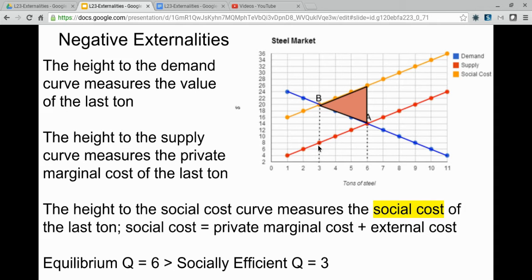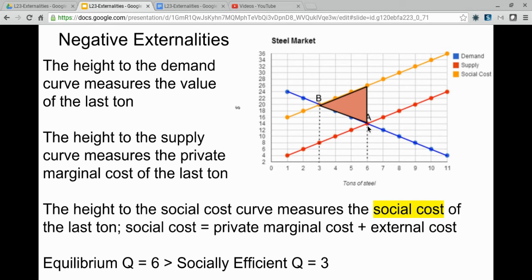Competition pushes the market to an equilibrium that equates the value of the last unit produced with the marginal cost of the last unit produced. In our example, the equilibrium quantity is 6 tons. When output equals 6 tons, the value of the last ton produced, the height of the demand curve, equals the marginal cost of the last ton, the height of the supply curve. Both of those, the value and the marginal cost, equal 14 when the quantity is equal to 6.